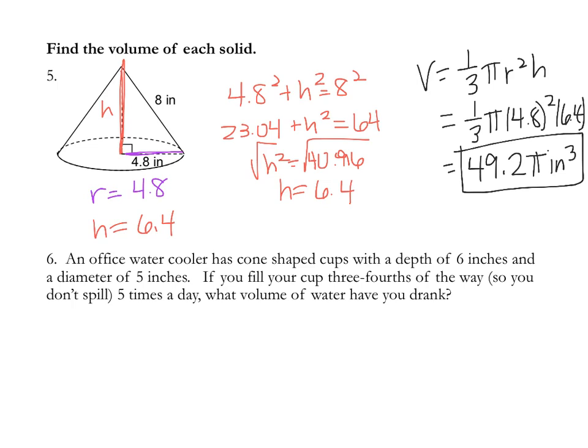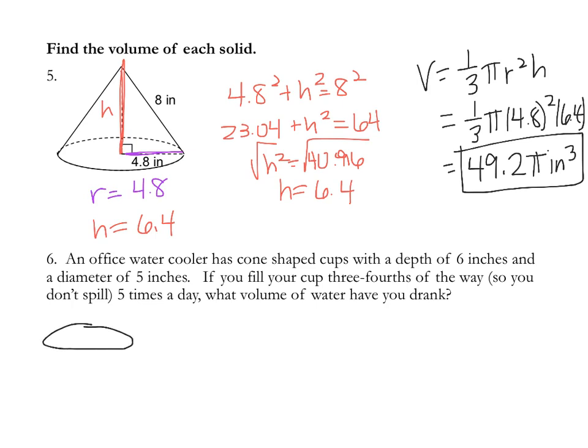Alright, then the last problem is just going to be a word problem. Just to practice this again, you should be trying these on each assignment because they're good application problems, and this is what the real world has. So imagine you are working in an office and your office cooler has cone-shaped cones with a depth of 6 inches and a diameter of 5 inches. This is what those would look like.